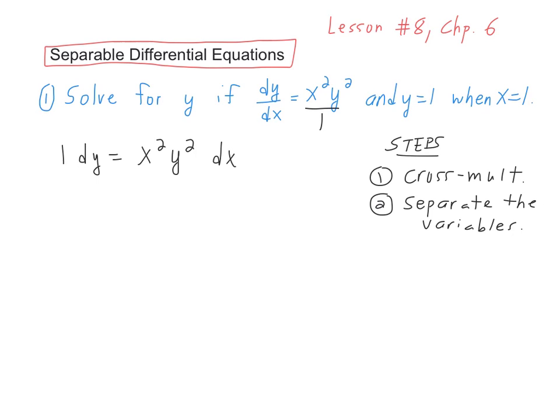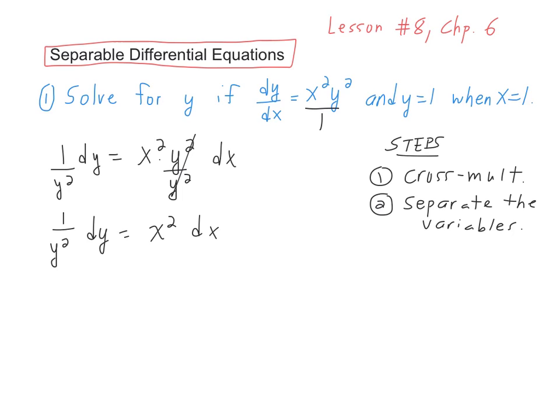Okay. Well, notice how I have a dy on the left side, a dx on the right side. So we want to have all the y terms on the left side where the dy is, and all the x terms on the side where we see the dx. So notice how we have x squared times y squared. So to bring over this y squared, I would need to divide it. So I'm now left with 1 over y squared dy is equal to x squared dx.